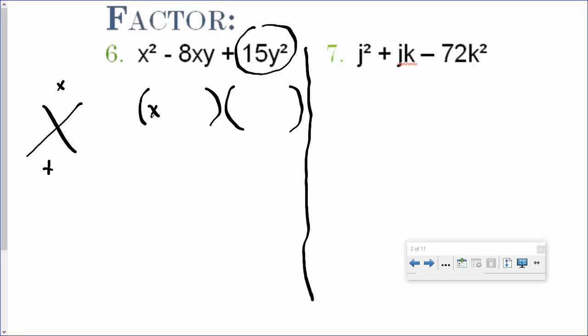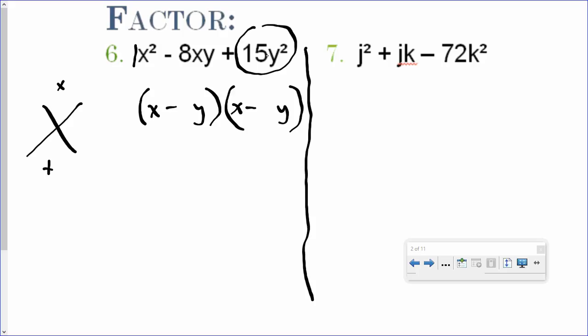Okay, I know I'm going to start with x at the beginning of each binomial because I see my first term has a 1 for its coefficient. I also see that the product is positive, and the sum is negative, so that's a surefire sign that both of these are going to be negative. And then when I think about what two terms multiplied together will make y squared, I gotta believe that both of these are going to have a y at the end. When you multiply two different terms together, you're going to have two y's in order to make that y squared.